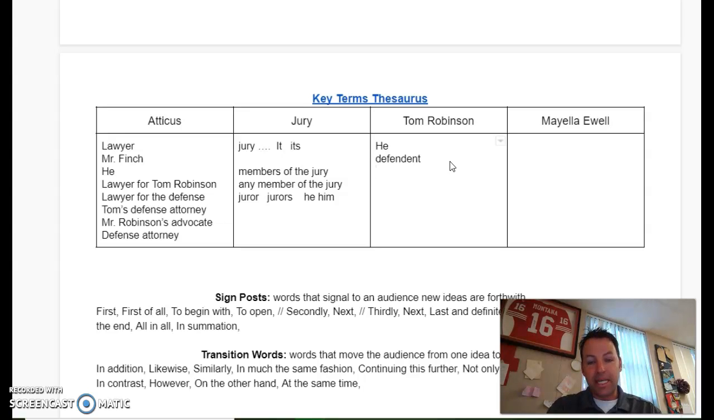What else will we say? He's the accused. All right. So those are a couple of synonyms for Tom Robinson. Of course, I would be remiss if I didn't mention Mr. Robinson. And what's nice about that, you guys, is giving him a title that he's certainly due as a father, as an upstanding citizen of that town, Maycomb, Alabama.